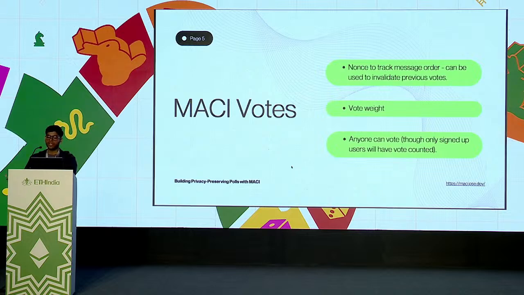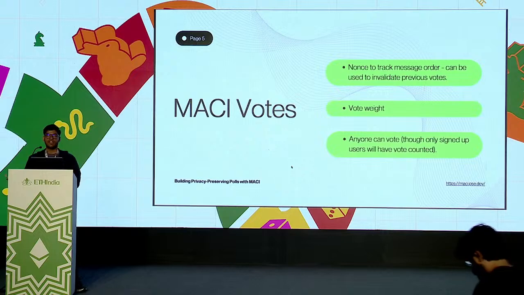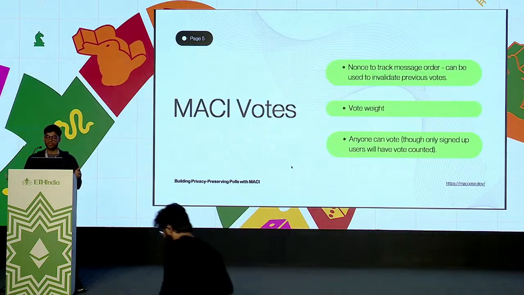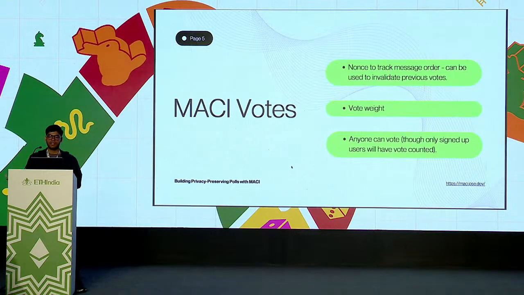Now, every vote can also have weights. So we can have an election where every user gets, let's say, 100 voting power. And then while voting, you can select 4 different candidates and give them 25 voting power each. So you can have something like that also there. And anyone, irrespective of whether you have signed up or not, can vote. But only the signed up votes will be counted.